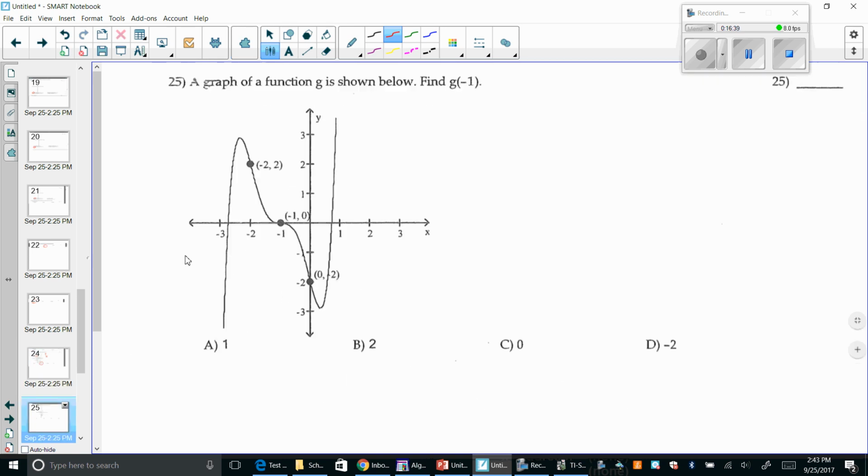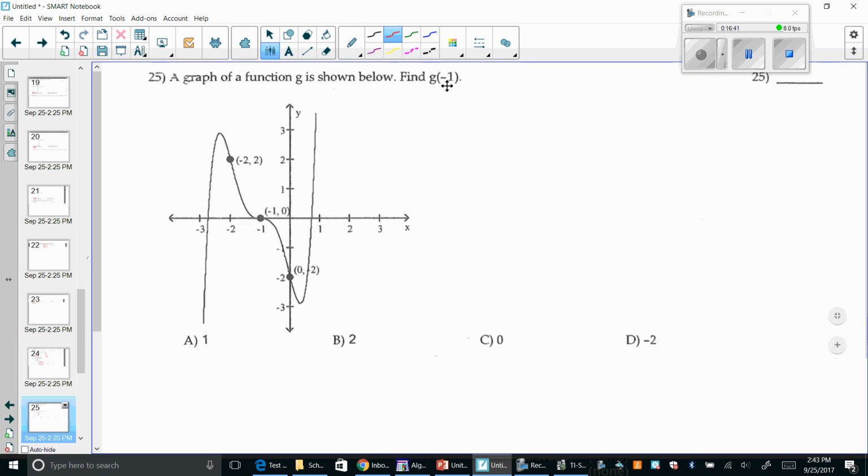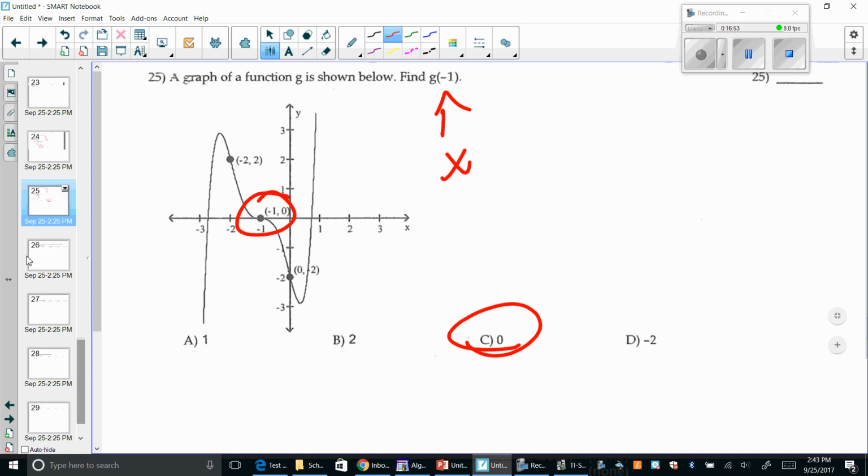Number 25. A graph of function g is shown below, find g of -1. Again, that's my x value. So here's the point I'm using. When my x is -1, my y is 0. All right, 5 more.